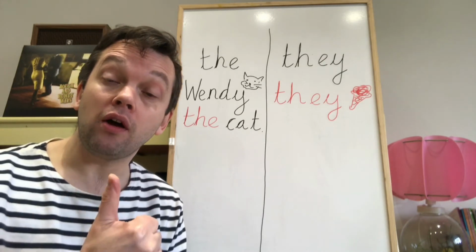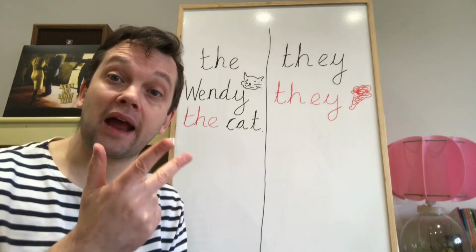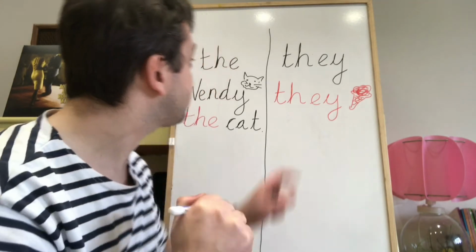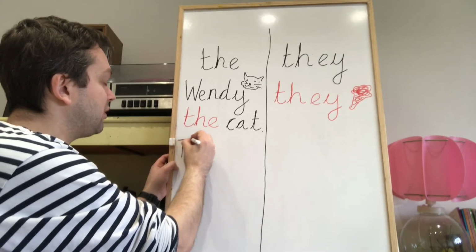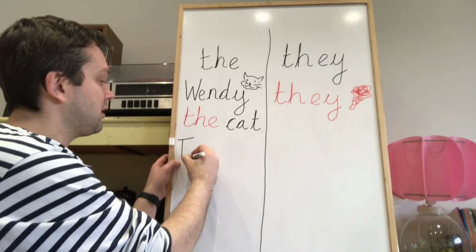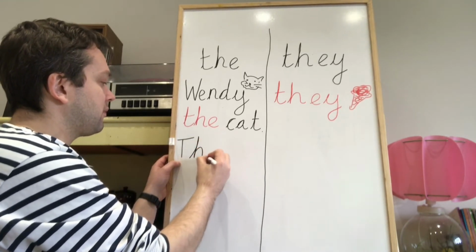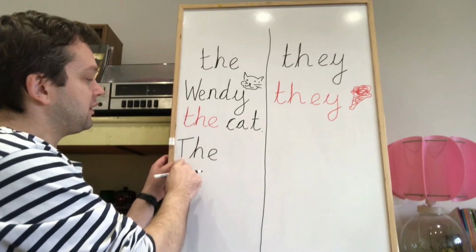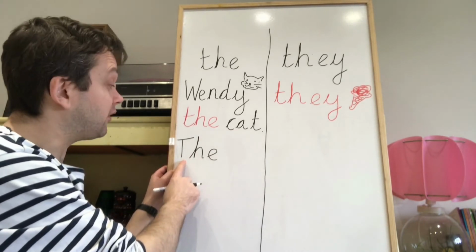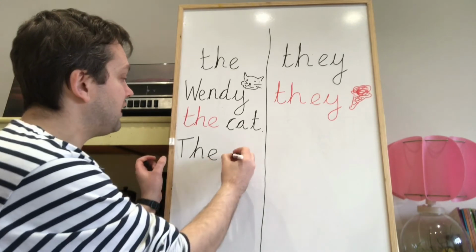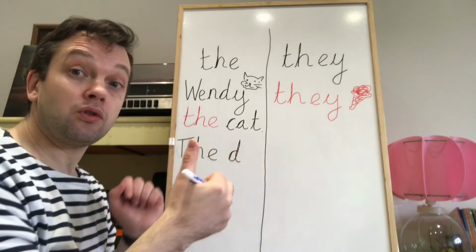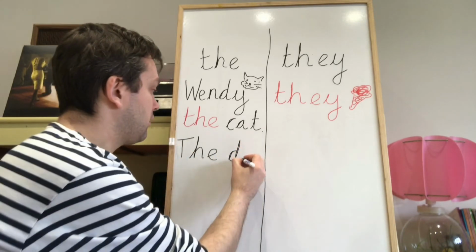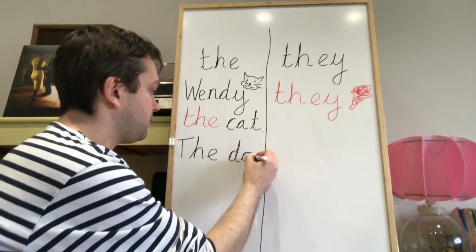So the dog ran away. So the. This one, isn't it? I'm going to give it a capital T because it's the start of the sentence. You see the capital T for the start of the sentence, the, and then dog. D-O-G. The dog.